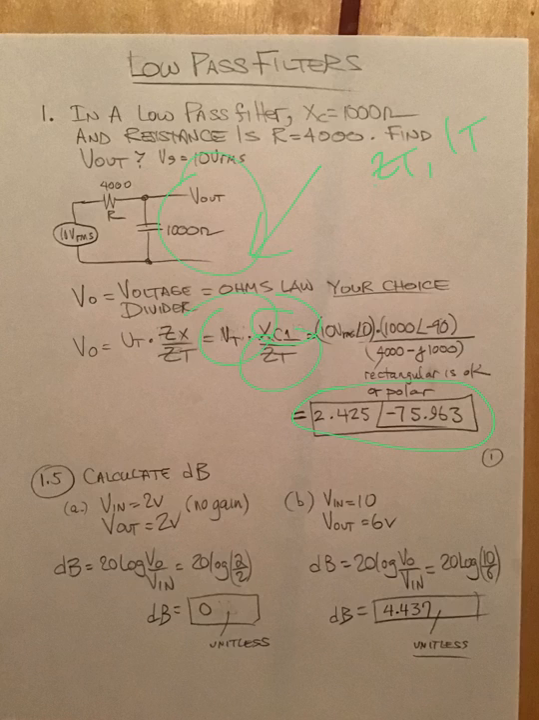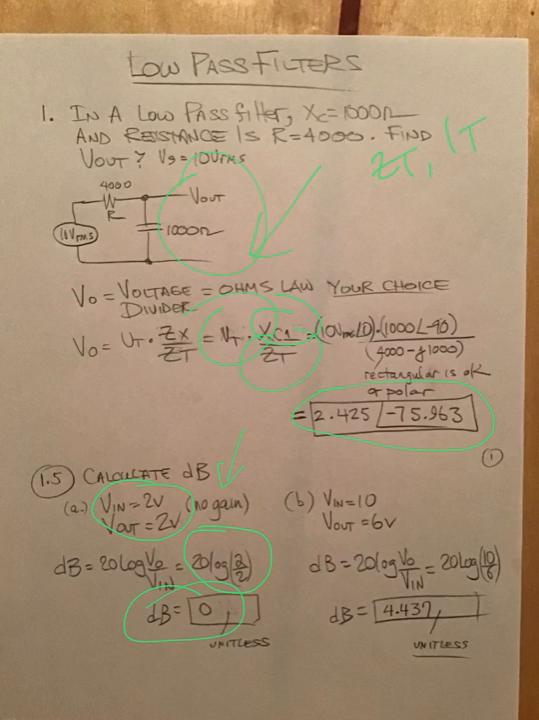All right, second problem down here. It says calculate the decibels, given that I have given you two voltages, 2 volts in and 2 volts out, which means no gain. Go ahead and calculate, drop them in here, and do a 20 log of 2 over 2. You'll find out that your decibels is 0.